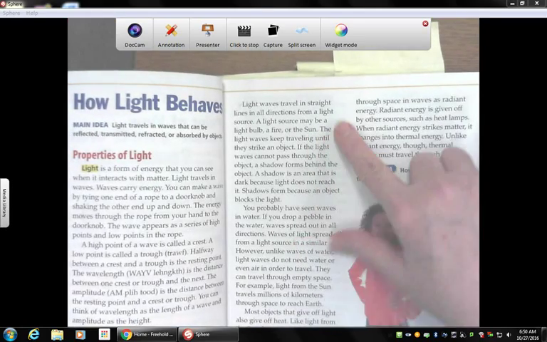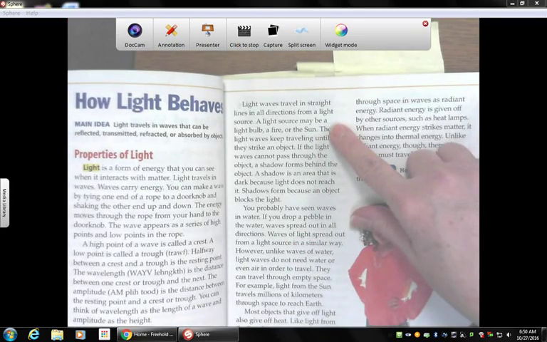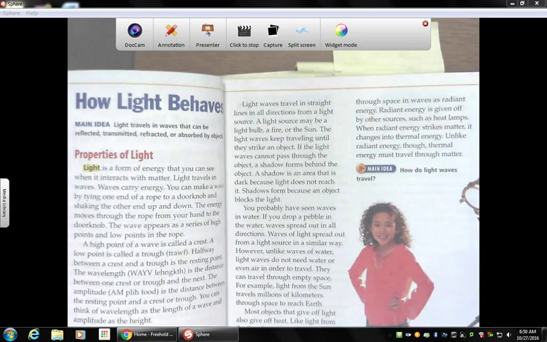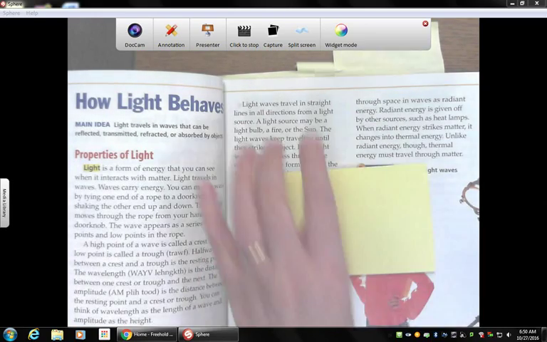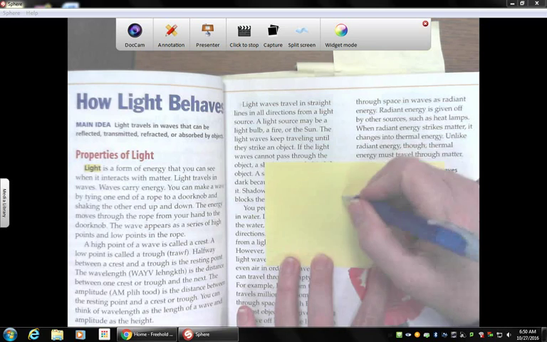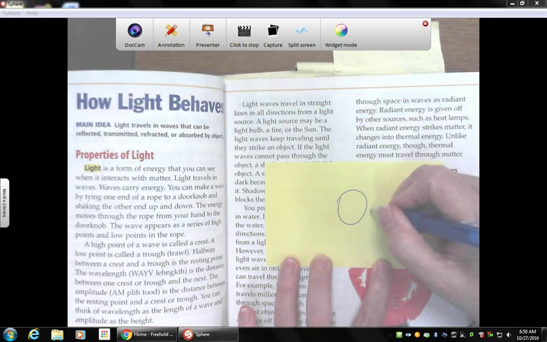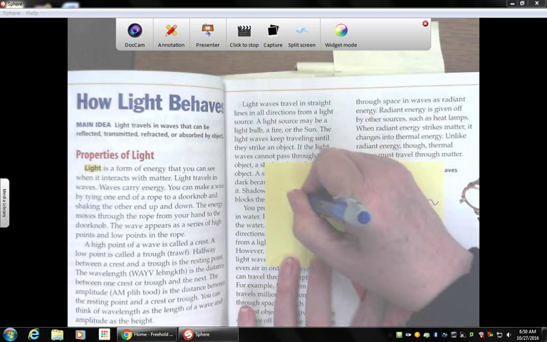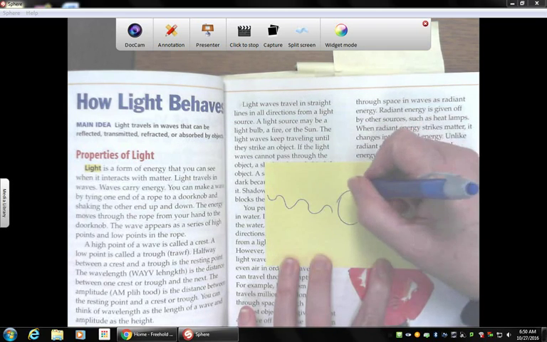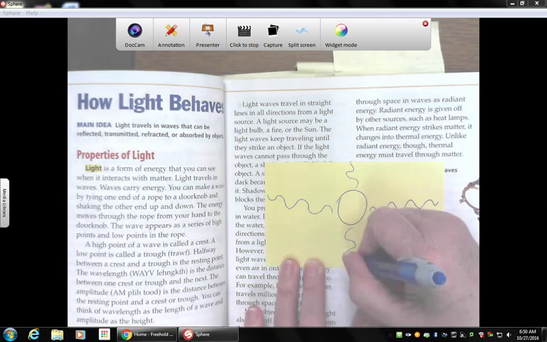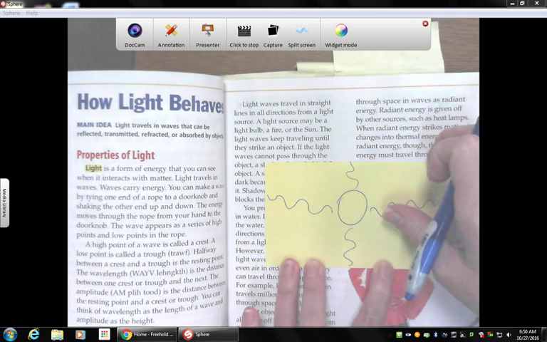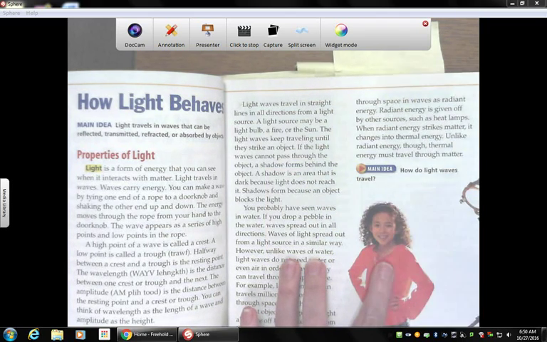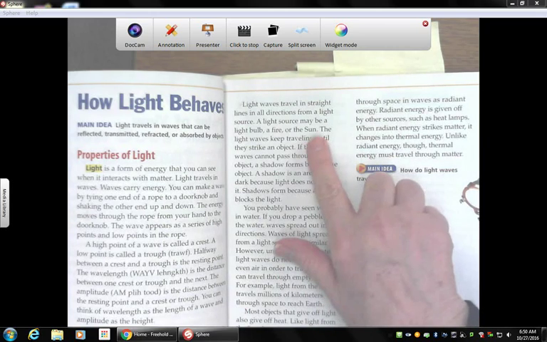Light waves travel in straight lines in all directions from a light source. I'm going to give you a little diagram of this. Okay, we have a light source, let's say the sun. Okay, they travel in straight lines in waves. So what that means is the waves are bumpy, but the direction they're traveling in are straight lines. A light source may be a bulb, a fire, or the sun.